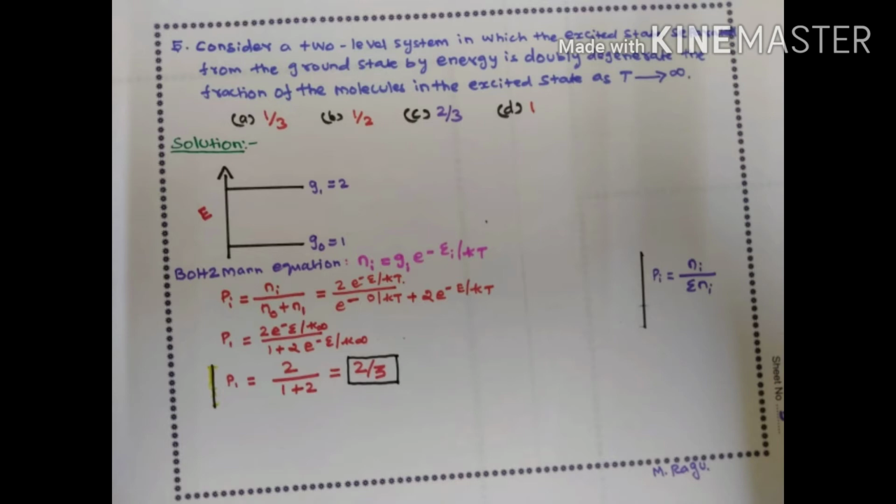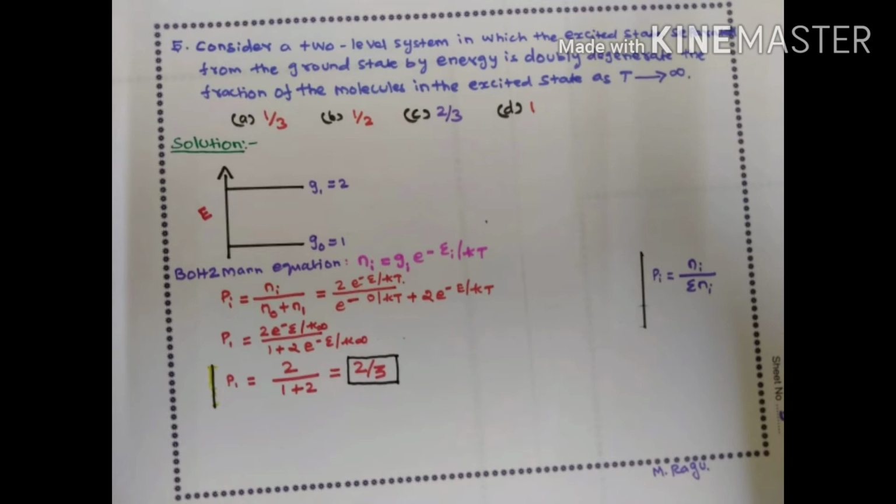See the figure: the ground state has energy 0 and degeneracy G0 equal to 1; the excited state has G1 equal to 2. The Boltzmann equation: Ni is equal to Gi e to the minus epsilon i divided by kT. k means Boltzmann constant, T means the temperature. Pi is equal to Ni divided by N0 plus N1, which is 2 e to the minus epsilon divided by kT, divided by e to the minus 0 divided by kT plus 2 e to the minus epsilon divided by kT.